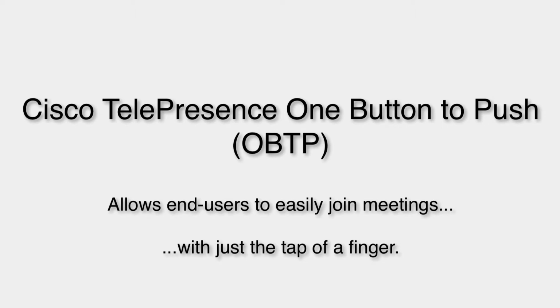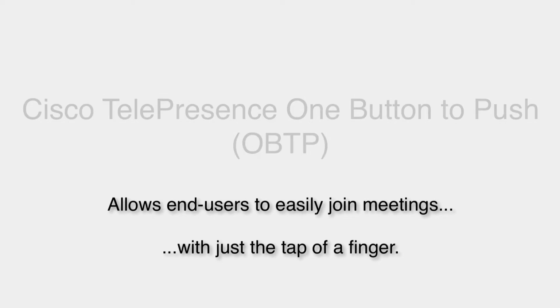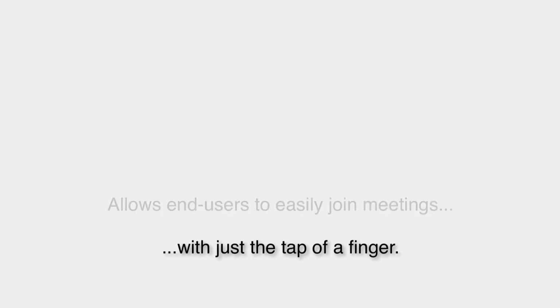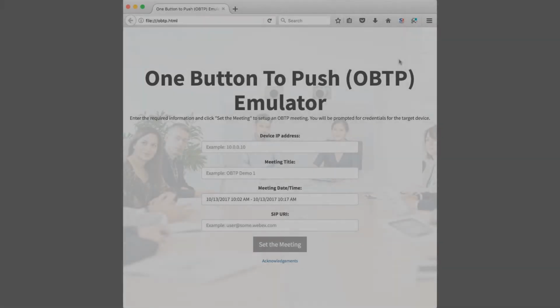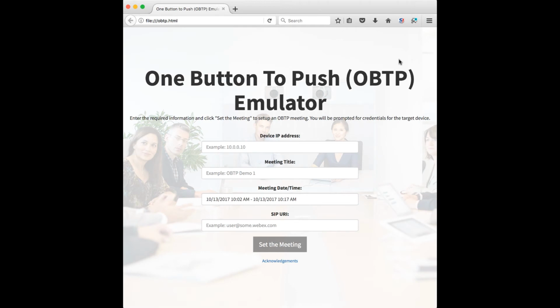OBTP requires a fair bit of infrastructure to work, and while that's fine and dandy for a production rollout, it's quite a bit of overhead for a simple demo. Hence the OBTP emulator. The OBTP emulator is a simple web page that links directly with a Cisco TelePresence endpoint to push an OBTP meeting in a manner similar to Cisco's TelePresence management suite. This allows for simple demos of OBTP without all of the overhead.